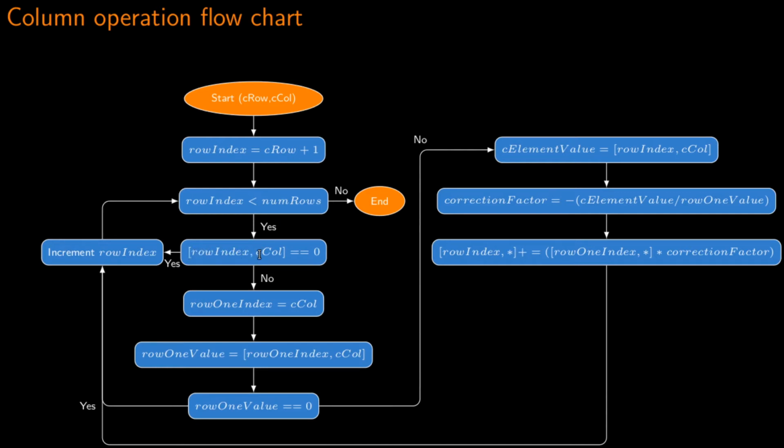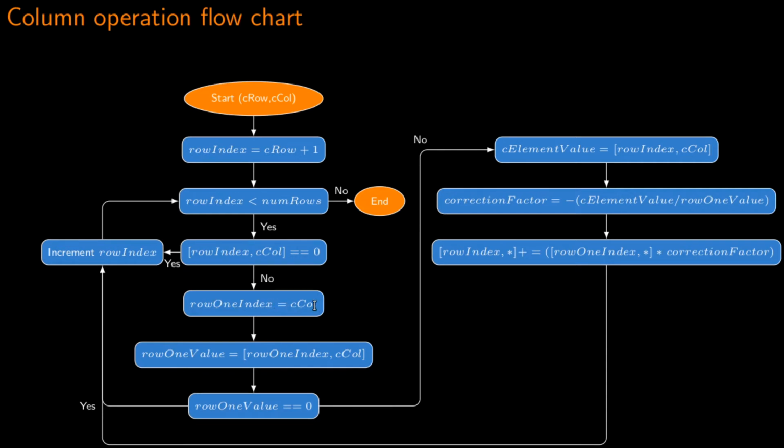We check if the element there is already 0, because if you remember, what we're trying to do is go down the rows of this column as we want to make each element equal to 0. If it's already equal to 0, then obviously we don't need to do anything, so it makes sense to test that first. So we test the element of the matrix given at row index, C col. If that's equal to 0, we simply go here, we increment row index, go back to here, and we go through the loop again. If it isn't, we then compute a variable called row 1 index.